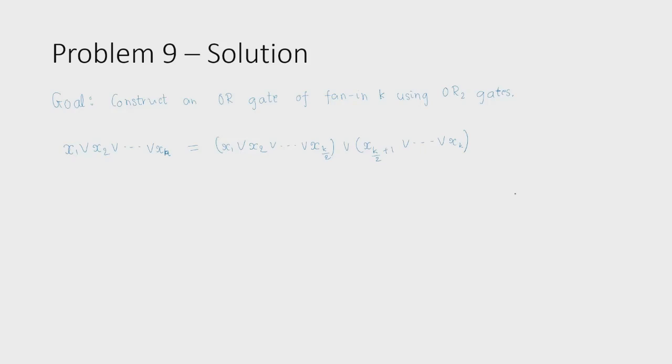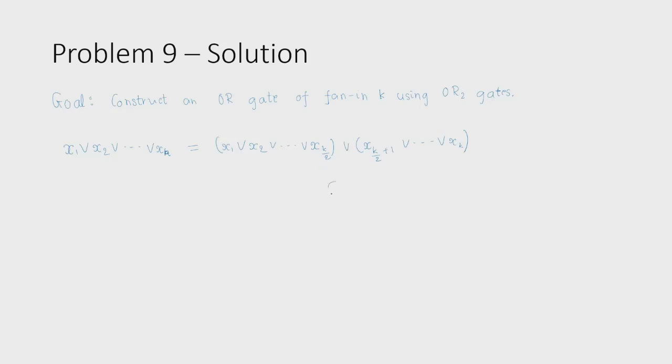So is this formula fine? Yes. I mean, x1 or x2 or x3 or x4. For that, we can have x1, x2, x3, x4, and then combine. Right. And does this suggest a formula, or a circuit, for implementing this OR gate of fan-in k using just OR gates of fan-in 2?